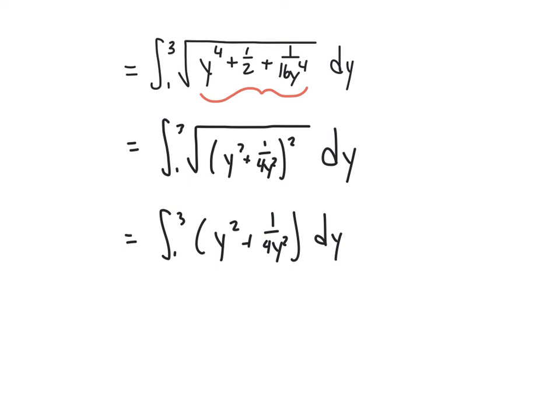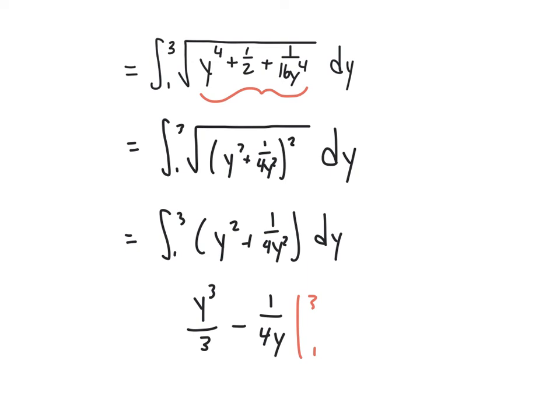And now we can simply do the antiderivative here and use our fundamental theorem to compute this definite integral, because this is just a polynomial. So the antiderivative of y squared is y cubed over 3, and then for 1 over 4y squared, that's going to be minus 1 over 4y. You can check the power rule there with a -2 for the exponent if you want to double check it. And don't forget, we're going to compute this from 1 to 3.